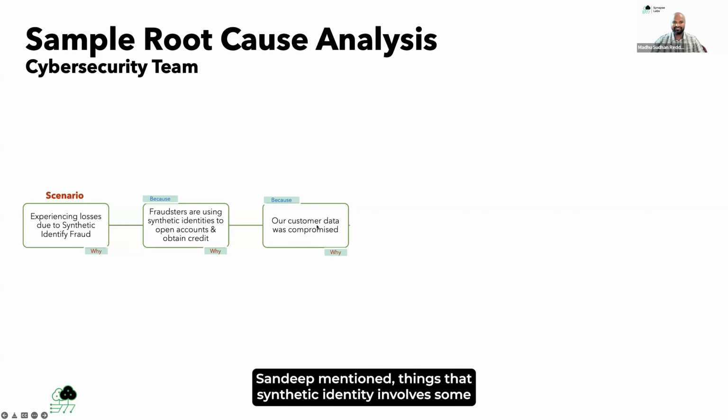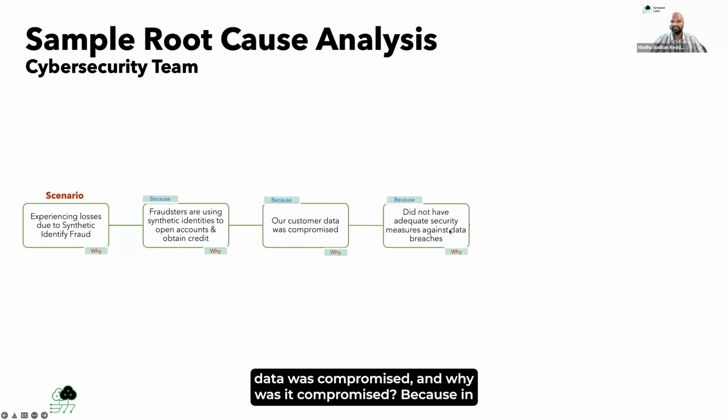As Sandeep mentioned, since the synthetic identity involves some real data and some made up data, part of the customer real data was compromised. And why was it compromised? Because in this scenario, the data breach did indeed happen in the company. So that's why they did not have adequate security measures which could have prevented the data breaches.